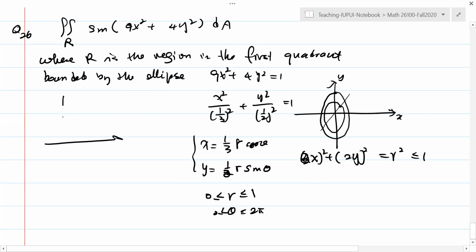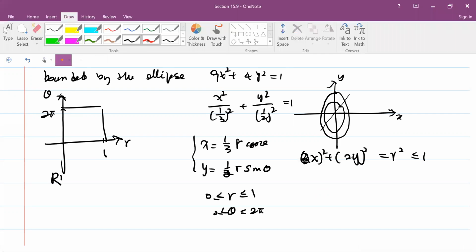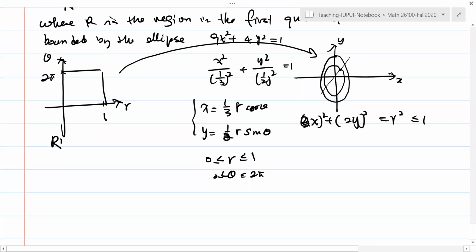So what do we have here? This is r from 0 to 1, and theta from 0 to 2 pi. This rectangle is sent to that ellipse, the domain region enclosed by the ellipse. Very similar to the polar coordinates. The only difference is here you divide by 1/3 and 1/2.